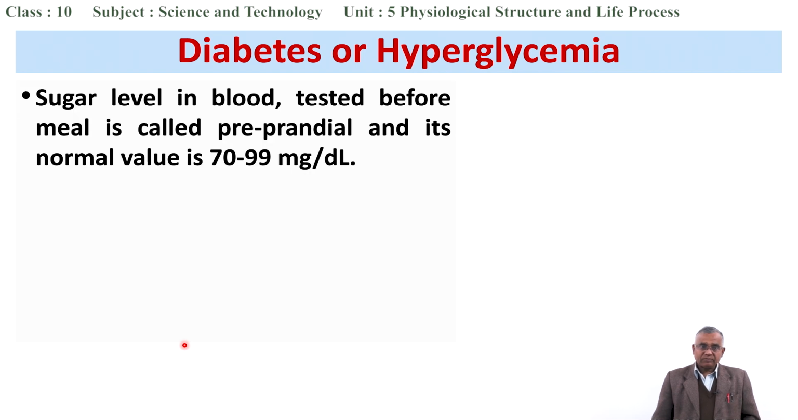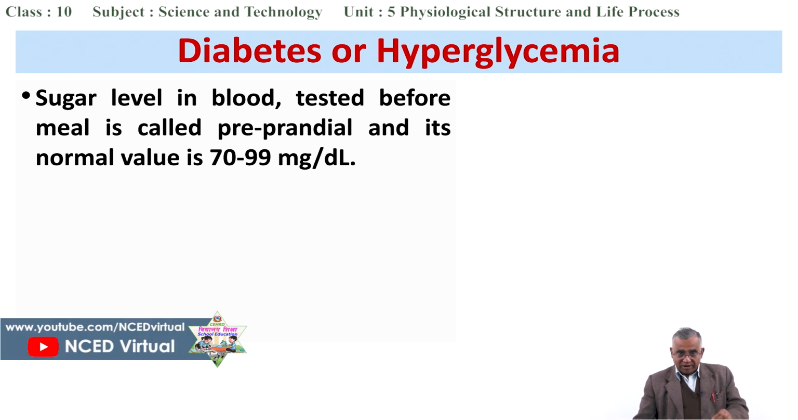Go ahead. Sugar level, or you can say glucose level in blood, is tested before meal, and it is also tested after meal. Glucose level in blood is tested two times: one before meal, called preprandial, and another after meal, called postprandial.